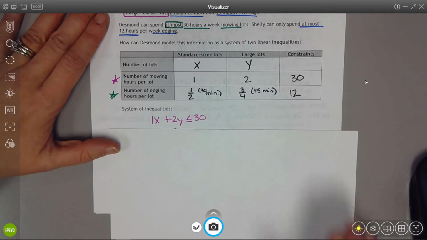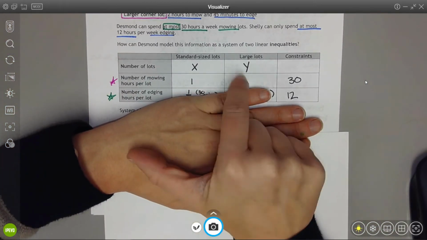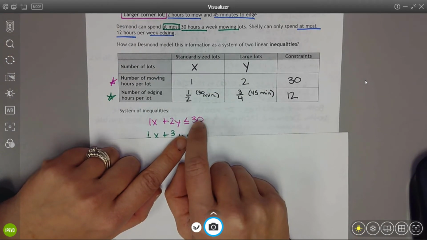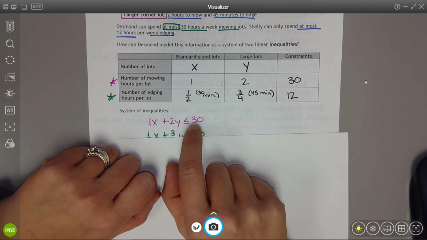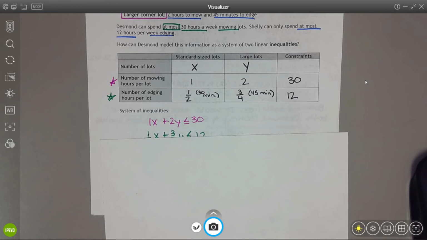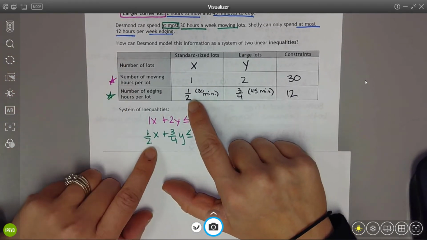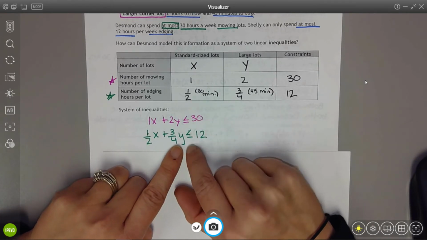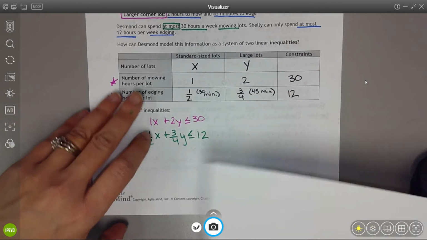So my system, for Desmond: 1x plus 2y is less than or equal to 30, meaning he can spend 30 hours, he can spend 29, he can spend 10, but he cannot spend a second more doing that. Our second inequality is Shelly: half an hour per standard plus 3/4 of an hour for a large is less than or equal to 12. That's our second constraint. So let's go on.